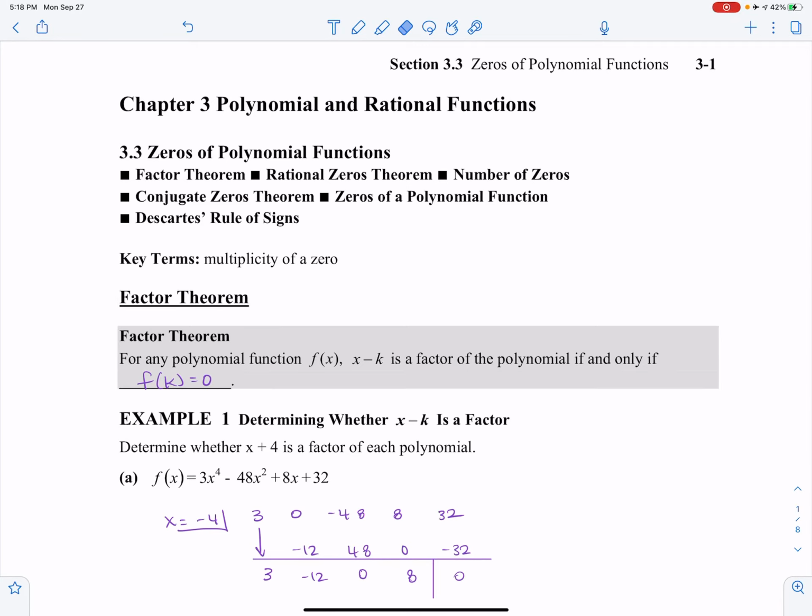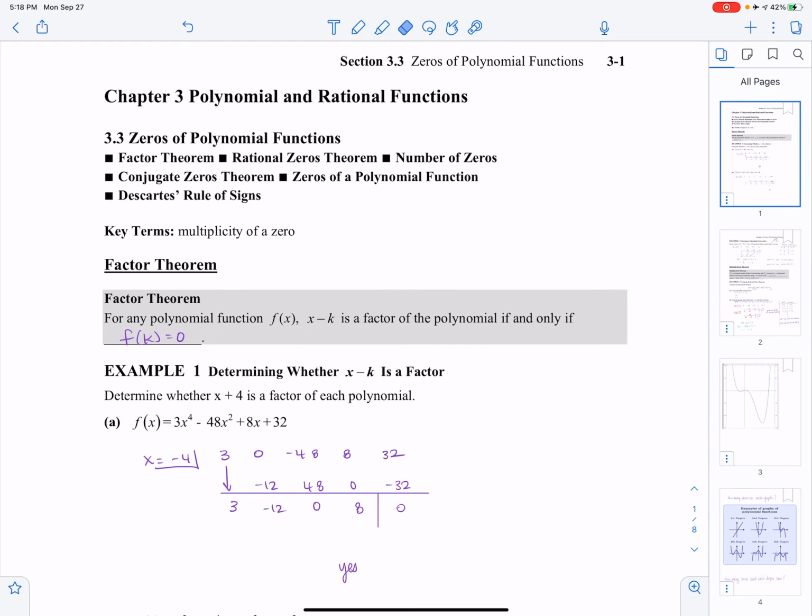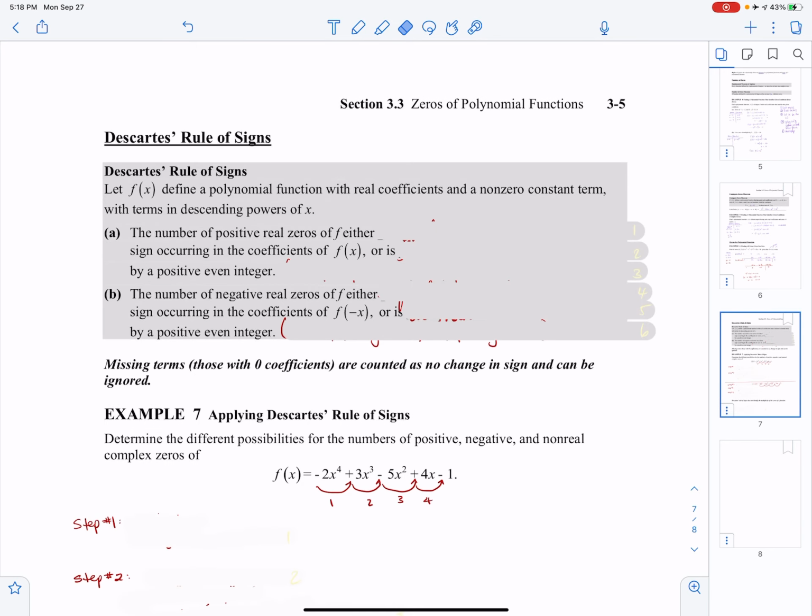We are still in section 3.3. This is the fourth and final video in this section. So if you would please, you're going to have to go quite a few pages down until you get to what we call Descartes' Rule.